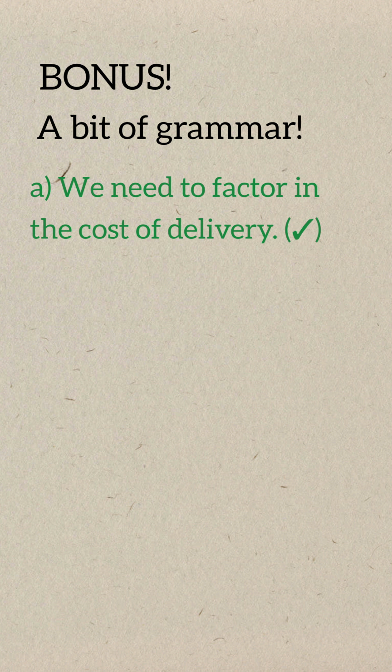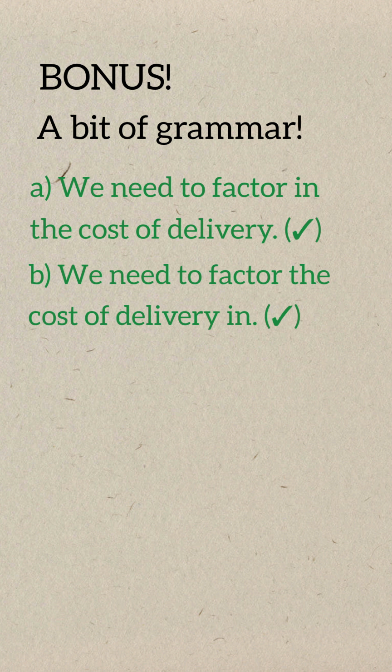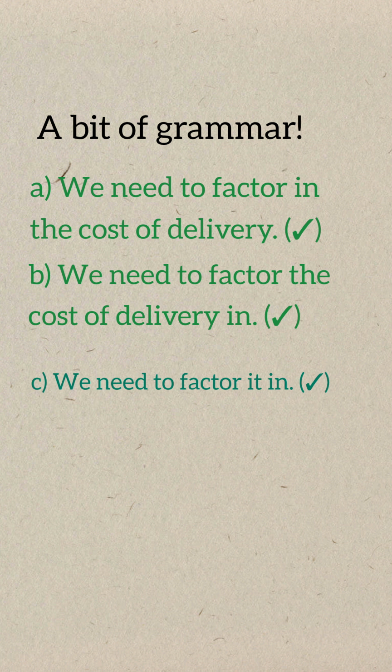Let's learn a bit of grammar. We need to factor in the cost of delivery. Correct. We need to factor the cost of delivery in. Correct. We need to factor it in. Correct. We need to factor in it. Incorrect. Why? Let's find it out.